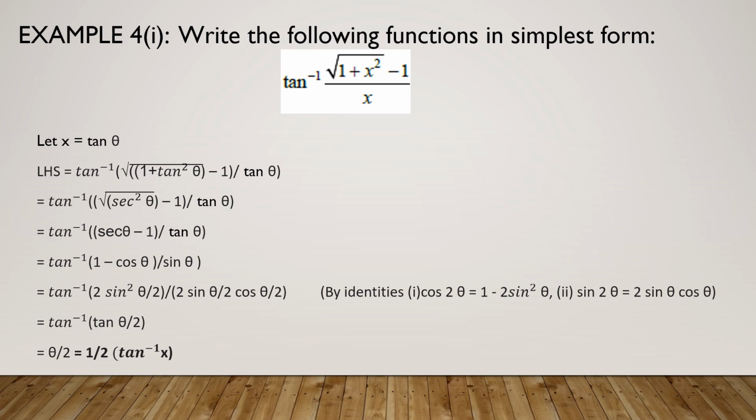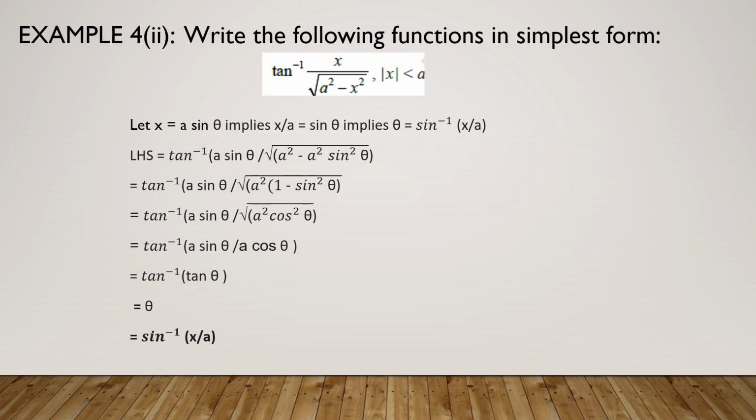So instead of sine theta, I am going to write 2 sine theta by 2 cos theta by 2. So now our left hand side on simplification will be tan inverse of tan theta by 2. So what we have obtained is tan inverse of tan theta by 2, which will be equal to obviously theta by 2. What is your theta? Theta is tan inverse of x. So theta by 2 is half of tan inverse of x. So the simplest form will be half of tan inverse of x.